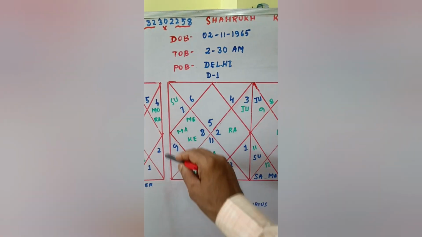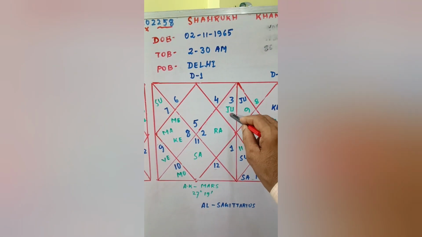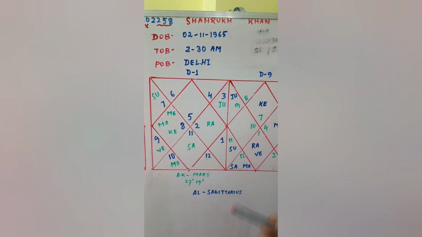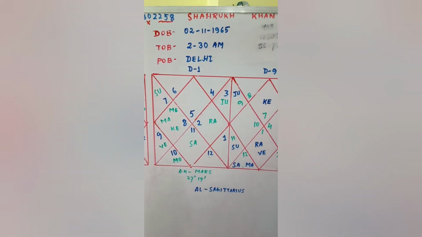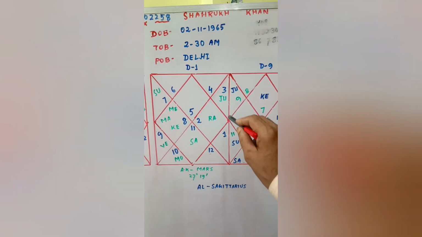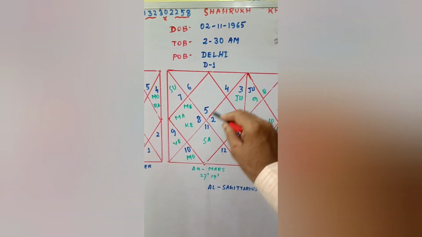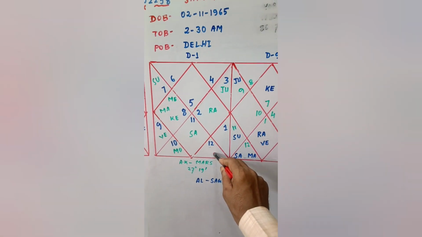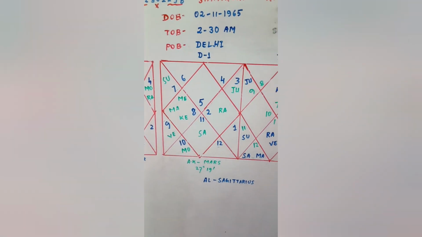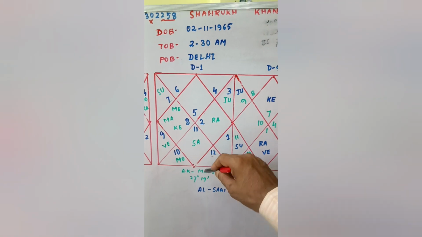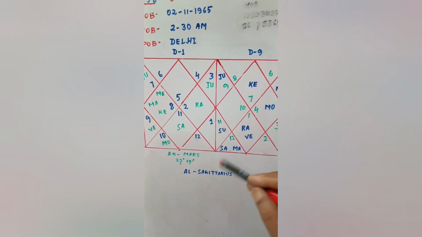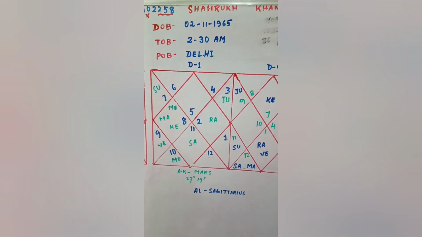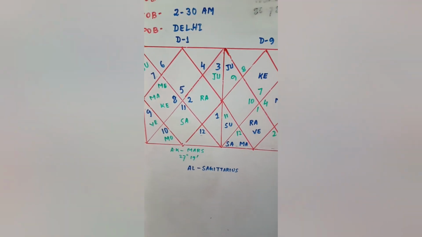What happens in this chart? In the 11th house, Jupiter is posited. In the 11th house, Jupiter gives divine blessings for wealth, honor, prosperity. Jupiter is the lord of the 5th house Sagittarius sign and the 8th house Pisces sign. So the 5th house is talent, the 8th house is transformation, from rock to heaven. Shah Rukh Khan transformed his life from rock to heaven by his strong determination, hard work, dedication.